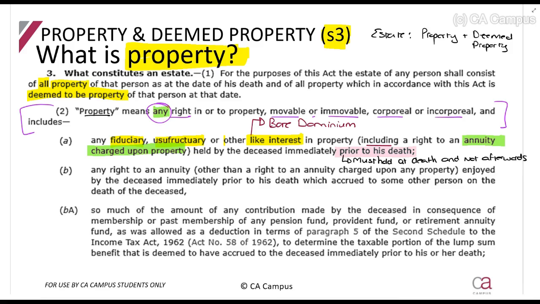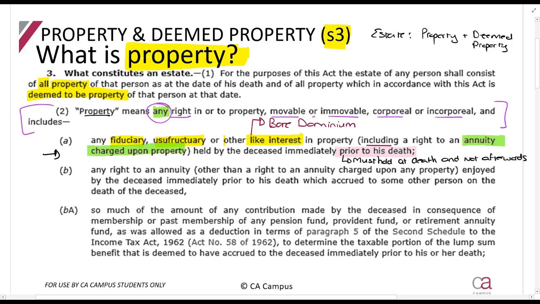So for example, it might say that once you die, your estate becomes entitled to something. That is something that is not at the time of death. It's only once you've passed away that your estate starts existing, and therefore it happens after death. So that wouldn't be one of these included here. Right, so it must be at the date of death. That's important.